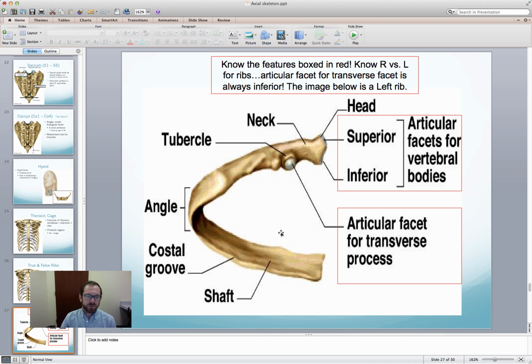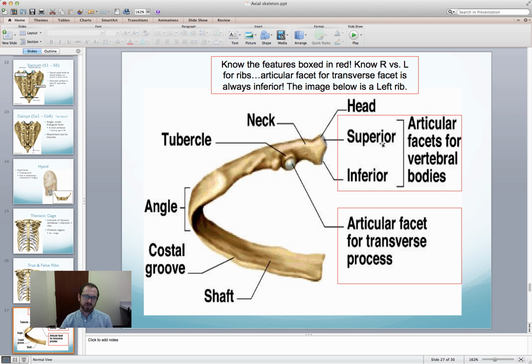Now for ribs, like I said, you do need to know right versus left because you have 12 on the left side, 12 on the right side. And the easiest way to do that is by knowing 3 features: the superior and inferior articular facets, and the articular facet for transverse process. This is where the ribs attach to the vertebrae at these 3 features.